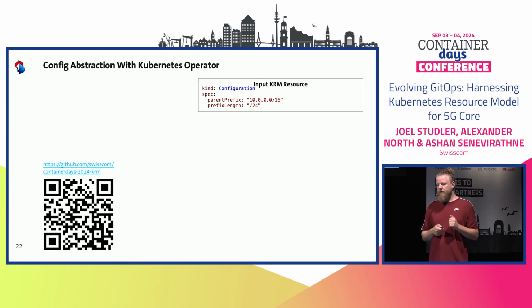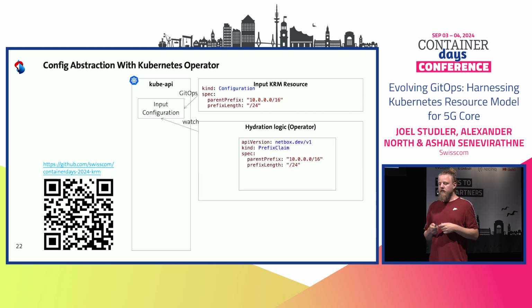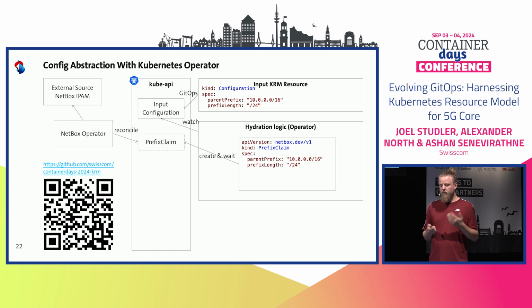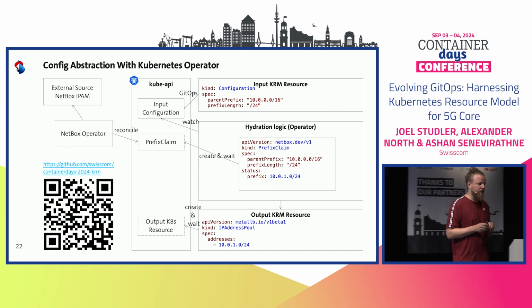So the same example, in this case, the input resource will not be a config map anymore. It will be a typed custom resource with typed fields. So we can have some input validation in addition. We will apply this to the Kube API. And since the operator is watching this resource, it will immediately trigger the reconciliation. It will do the exact same things, wait for the prefix claim to be reconciled, create the output resource, the MetalLB IP pool, and then apply it to the cluster.